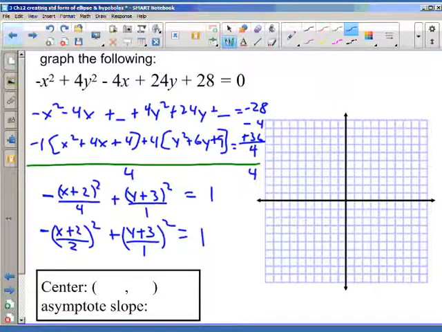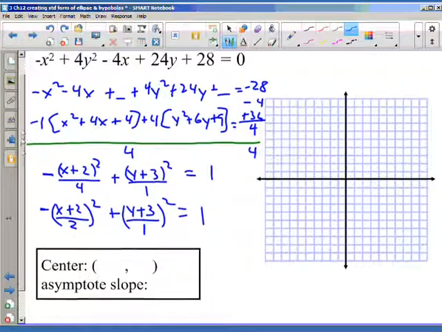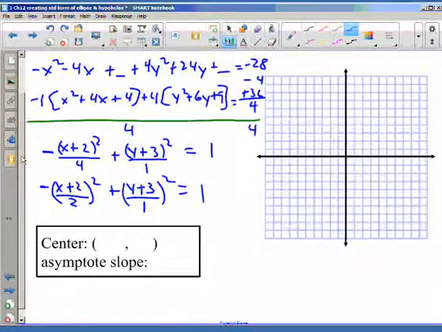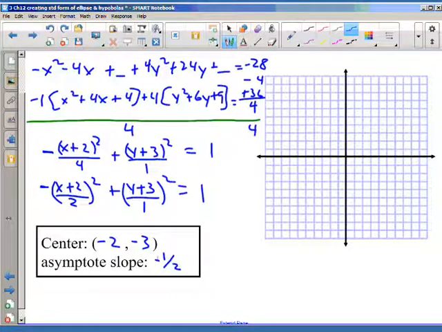It's not like distributing when the quantity is being squared. If it was just an x plus 2, you could distribute the negative inside, but once we do some work on it like that, raising to an exponent, you can't just put it inside. And this gives us a center of negative 2, negative 3. The asymptotic slopes are rise of 1 over 2. We could call it negative 1 over 2. It doesn't really matter. So we'll put a dot at negative 2, negative 3.